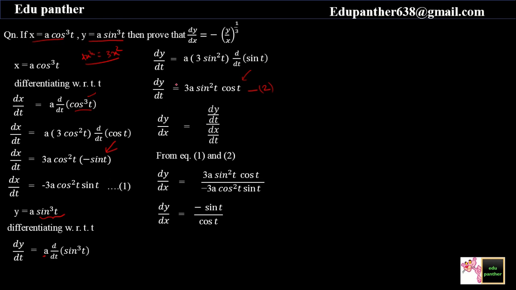But we have to prove that dy by dx is minus y by x raised to 1 by 3. So now write this as equation number 3 and we'll try to convert this into y by x raised to 1 by 3. For such a procedure where we have to prove something in parametric terms, the first step is to find dx by dt, find dy by dt, then find dy by dx, and after that use the given question to prove the desired result.